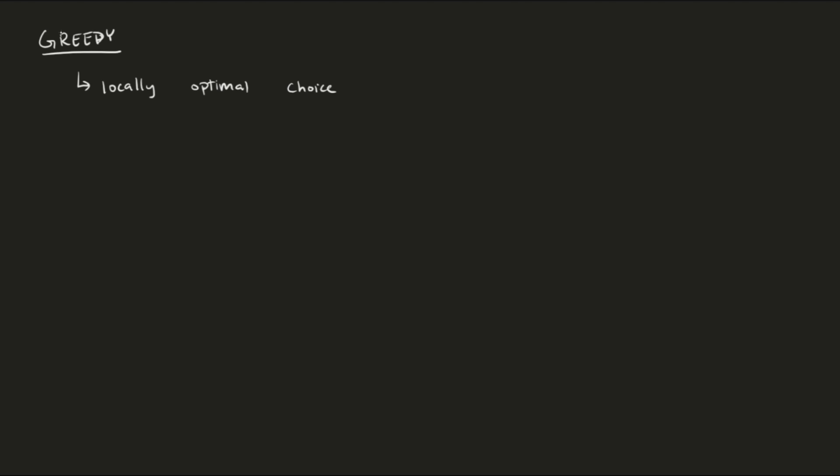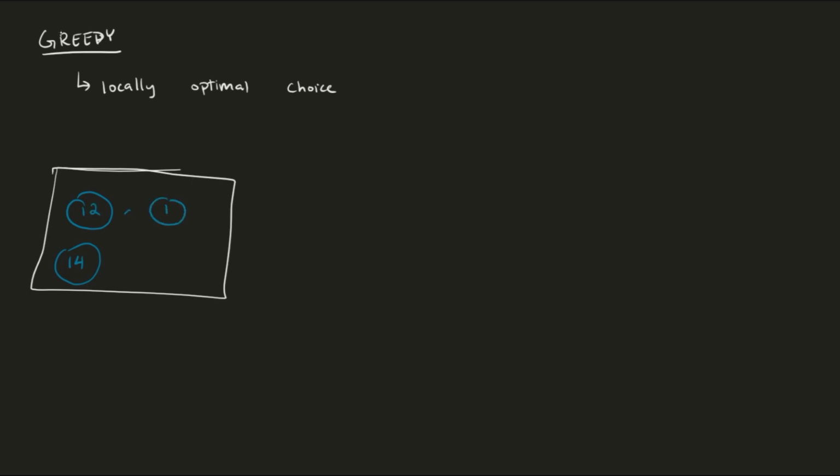A quick example of this: let's say we have a big box, and in this box, we have some prizes with values. We have one of value 14, one of 12, one of 1, 6, 5, and 2. And we want to figure out a way so we can choose only 2 items in this box, and we want to maximize the value of what we get.